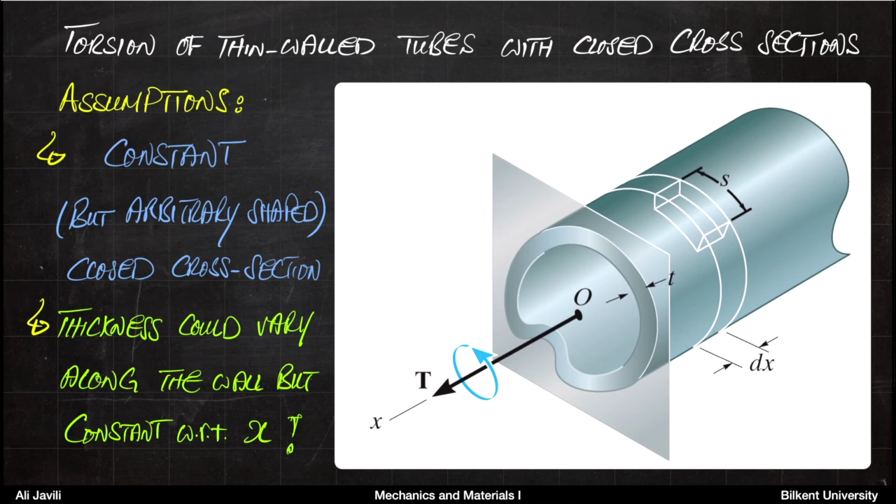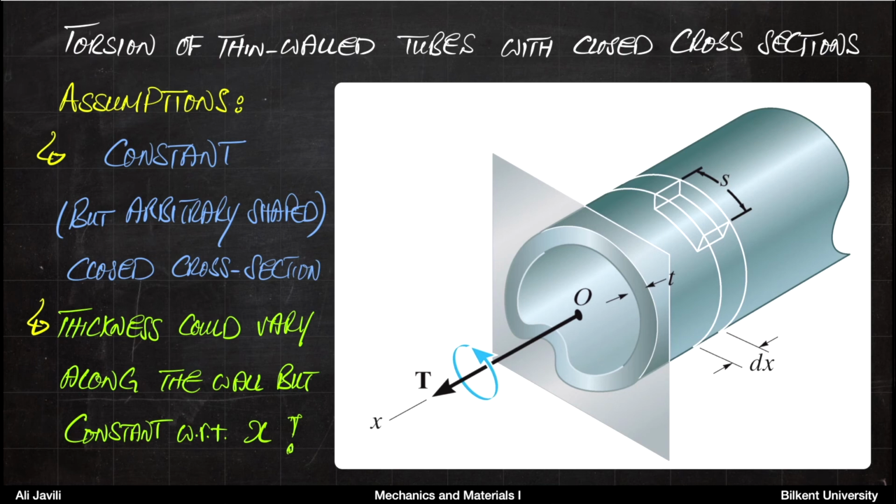Similar to before, we need to make assumptions to make sure that we can compute the response of the shaft with good approximation. We make two assumptions. The first assumption is that we have a constant but arbitrary shaped closed cross section. So you have a cross section here. It has an arbitrary shape. It doesn't have to be circle or rectangle or triangle or anything. It has an arbitrary shape, but it is constant. So it's the same shape throughout the length x.